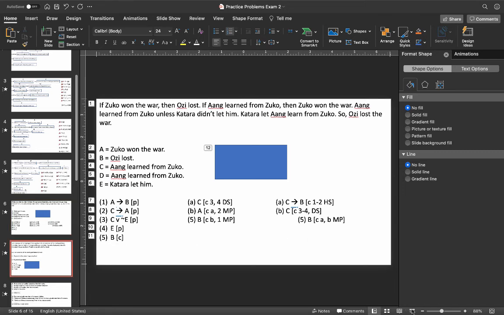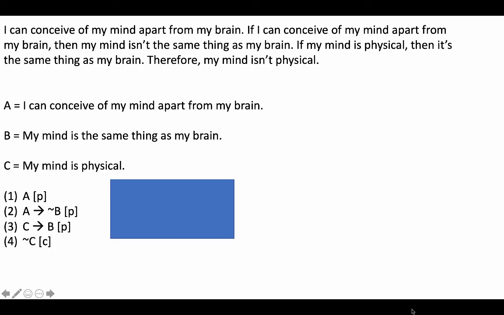So I'm going to come down here to this problem. This problem says I can conceive of my mind apart from my brain. I'm going to call that A. And then if I can conceive of my mind apart from my brain, then my mind isn't the same thing as my brain. Well, I can conceive of my mind apart from my brain is still A, but my mind isn't the same thing as my brain is new. I'm going to call my mind is the same thing B. And then I have if my mind is physical is new, so I'm going to call that C. Then it's the same thing as my brain. I've already called being the same thing as my brain B. Therefore, my mind isn't physical. Well, I've already called my mind is physical C, so this would just be not C.